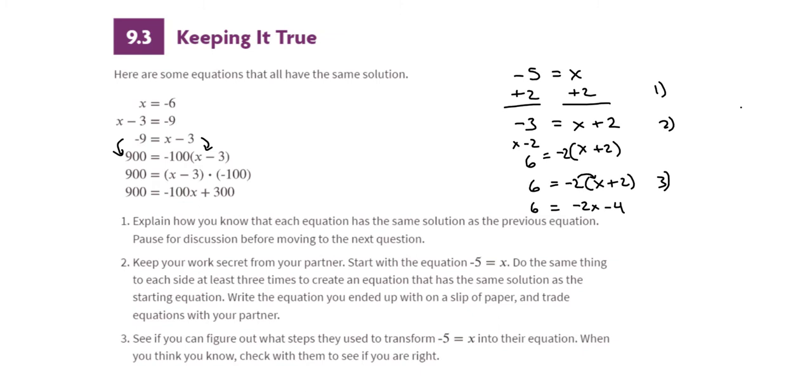So my first step, I added 2. Second step, I multiplied by -2. And the third step, I used the distributive property.